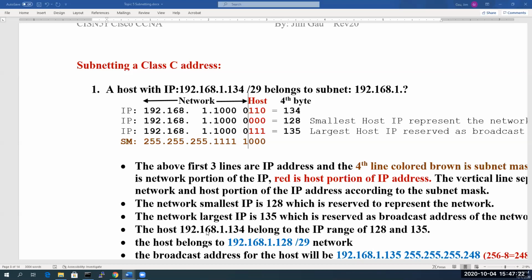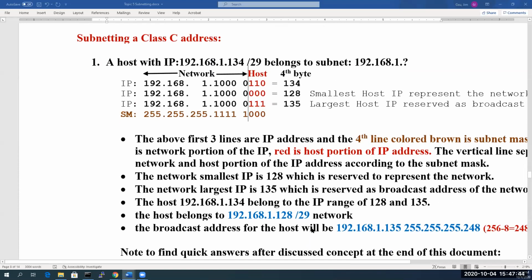And so the host 1.134 belongs to the IP range of 128 to 135. Another more technical way to say it is the host belongs to 192.168.1.128/29, because 128 is the smallest number, and the /29 is the representation for the network it belongs to. The broadcast address will be 192.168.1.135. And you can say the subnet mask is 255.255.255.248, because 248 is a /29, okay?